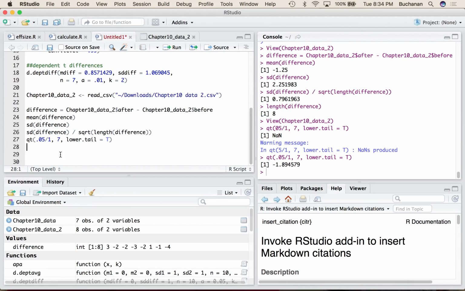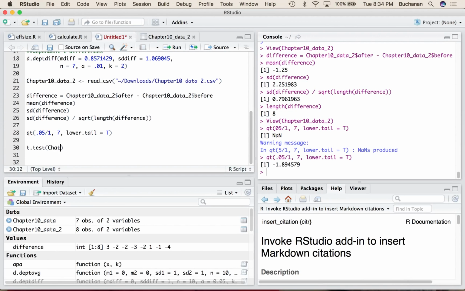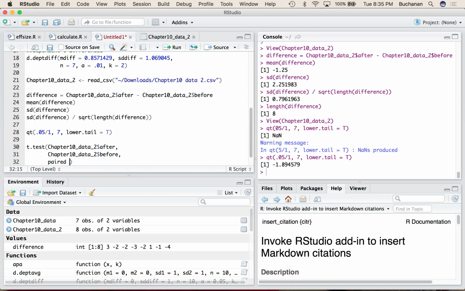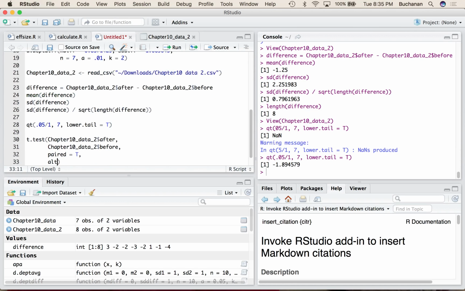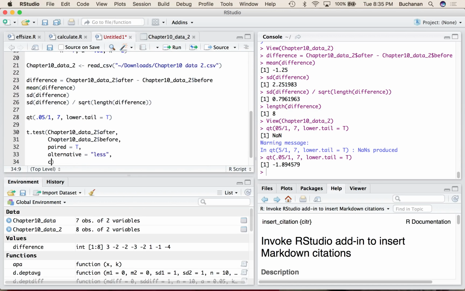Let's get t. So again, 2 ways to do this. So we're going to do t.test. Write this up here. Different steps. I'm going to do chapter 10 data 2. We're going to do after first, so the subtraction's in the right order. Before second. Paired equals true. Absolutely do not forget that, or you will totally get the wrong answer. The math is really pretty different. Alternative here is less. And conf.level 0.95.